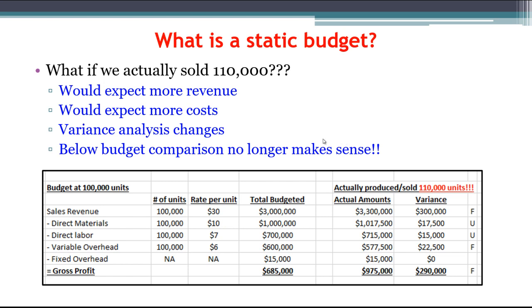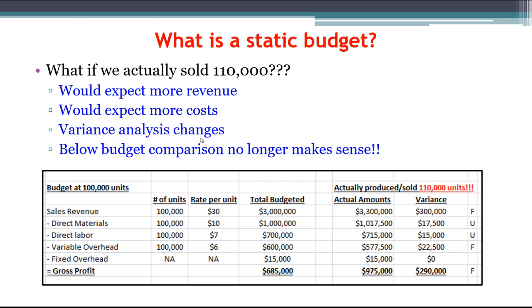The question is, what happens if we actually sold 110,000 units? We budgeted for 100,000, but now we're selling 110,000 units. Now, I used the same numbers as our last exhibit, but now let's say we know it's 110,000 units. So at that higher level, we would certainly expect more revenue, more units sold, but we would also expect more costs. So you cannot say that just because we had more costs, that's a bad thing. We would expect more cost.